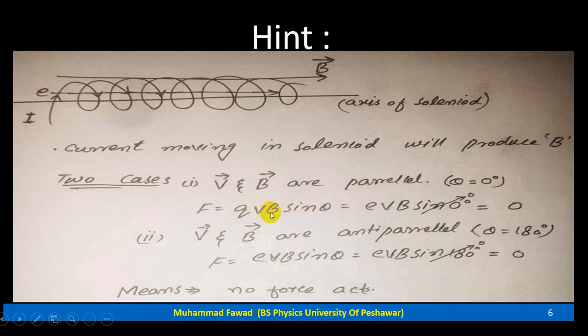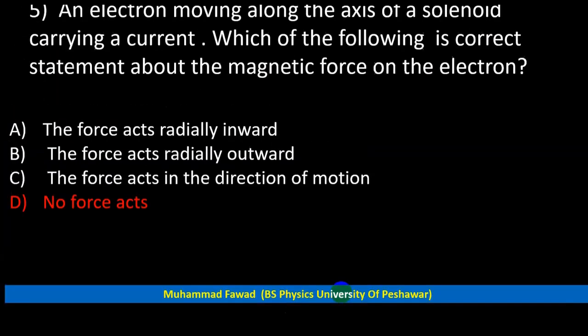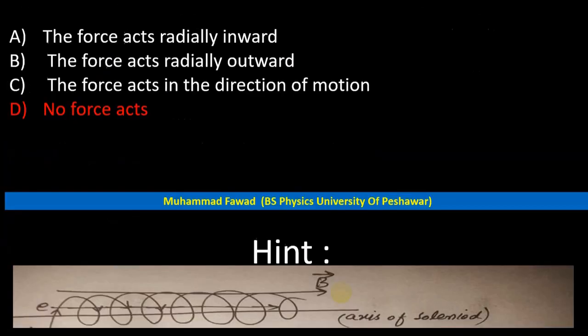If the motion of the electron and the magnetic field strength direction are the same, then theta will be equal to 0 and magnetic force will also be equal to 0. If these both are anti-parallel to each other, in that case magnetic force will also be equal to 0. लिहाजा, no force will act on the electron. The correct option is option D.